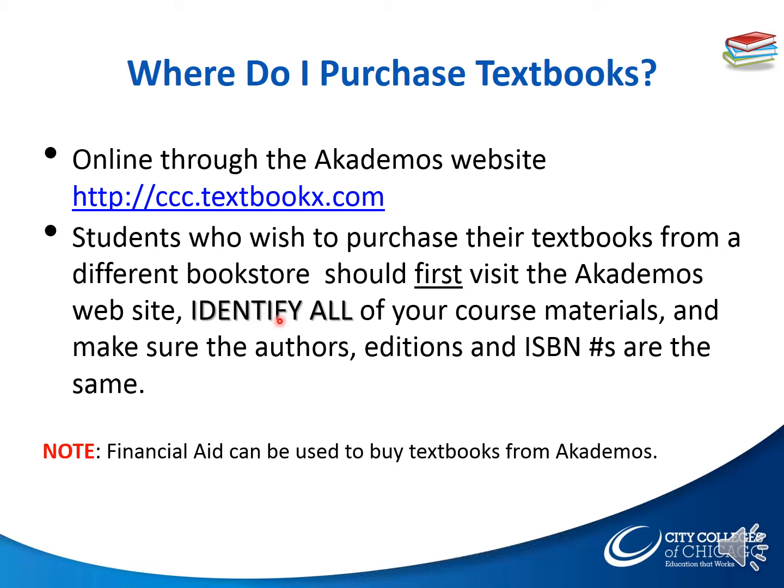Those resources could be codes or lab kits, and you want to make sure that you identify all the materials required for your course. And then in terms of the books, you want to identify the edition, the ISBN number, and see if there are any codes that you need to get with the textbook as well. Even though you have the option not to use Academos and use an alternative book source, it's important to note that if you use Academos you can utilize your financial aid to pay for your textbooks.